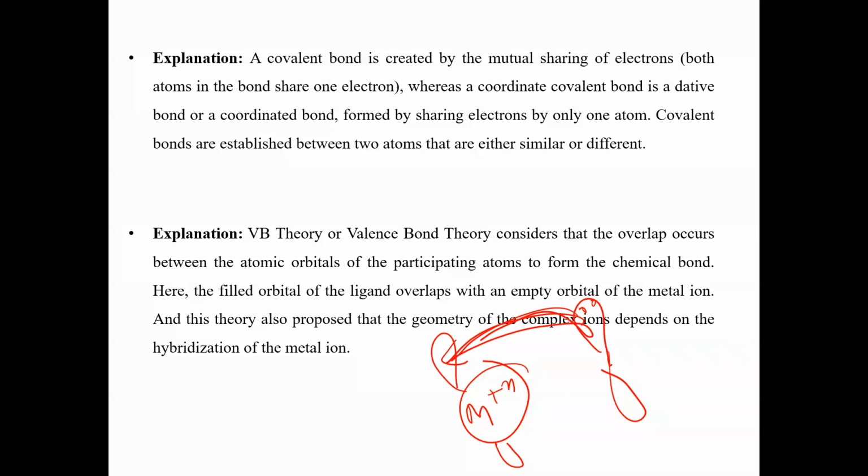And this theory gives us the basic idea about the geometry by the hybridization. Okay, so if you are having sp3, you will be getting a tetrahedral geometry of the complex. And similarly, if you are getting an inner orbital hybridization, that is dsp2, that will be a square planar type of complex.